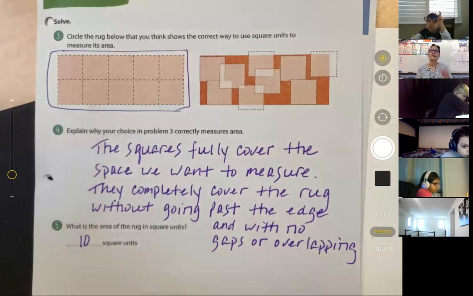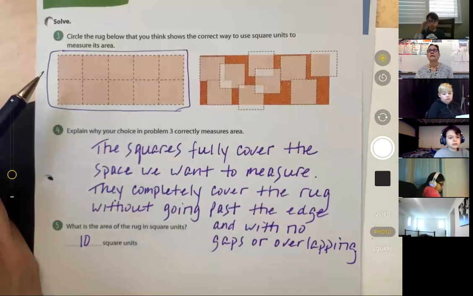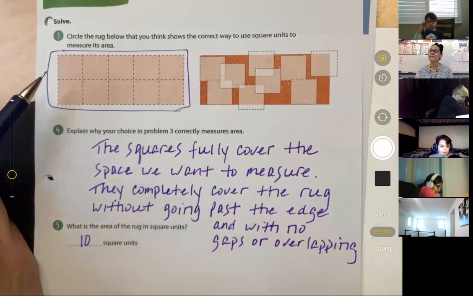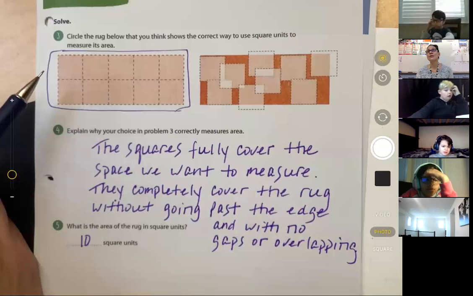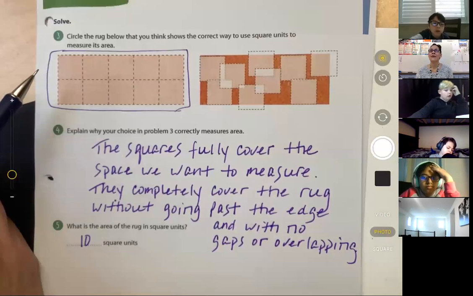Now, something for you to think slightly more deeply about, and we're going to be discussing this a little bit more in future lessons. Some of you will see here that this also looks like an array. It looks like an array that we would use to model a multiplication expression. So as we go further into our studies of area, you are going to see that we can apply what we call formulas to calculate area.